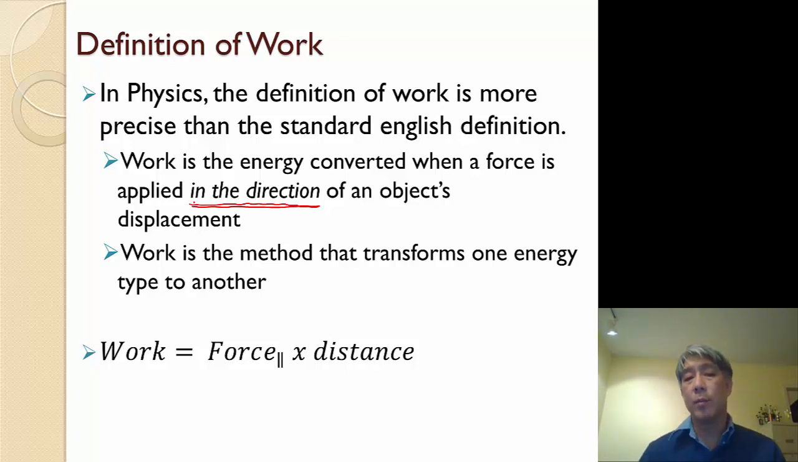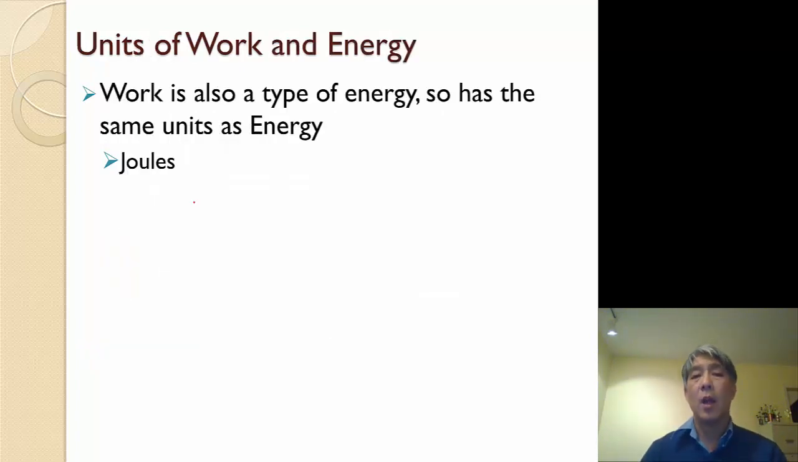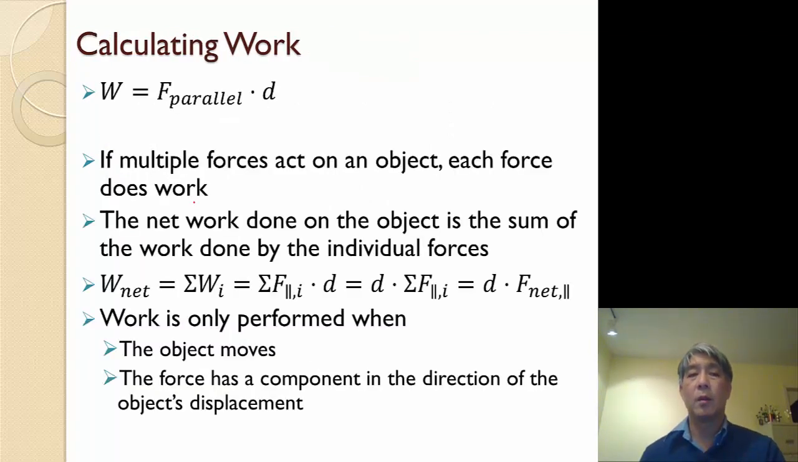The formula that we're going to be using is work is equal to the force, the parallel component of force, times the distance. When I say parallel, it's the component of force that is in the same direction as the object's displacement. Work is a type of energy, so it'll have the same units as energy, or joules. So when we calculate work, it's going to be force parallel times the distance.